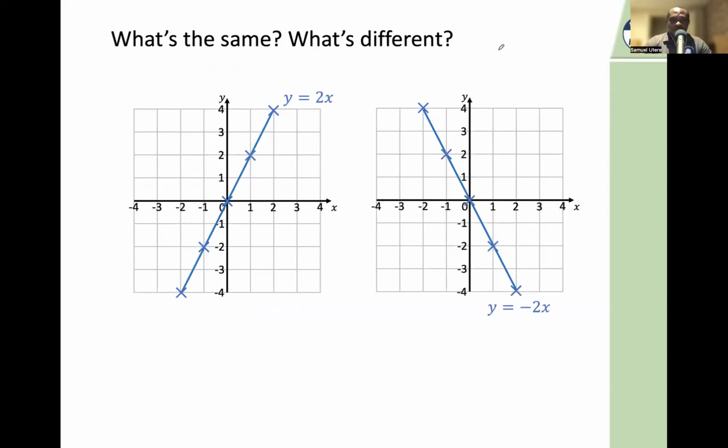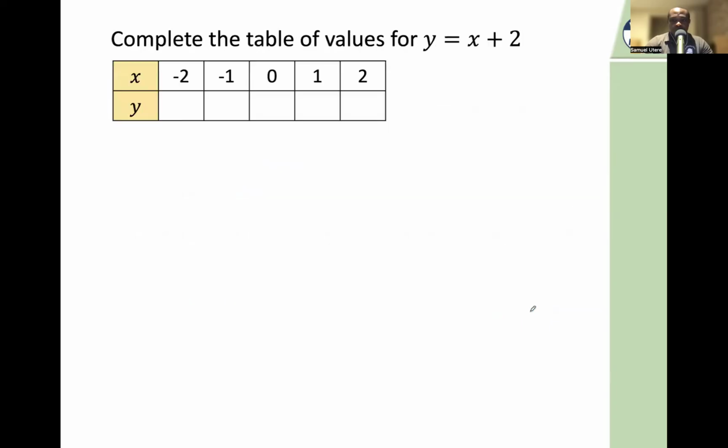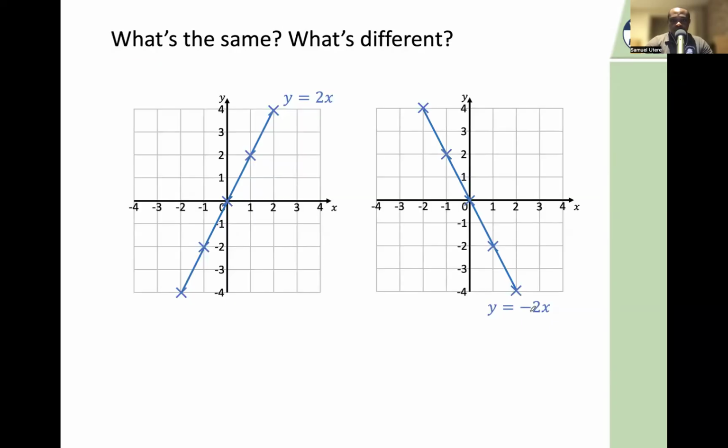Now, what is the same and what is different? Well, notice that the value next to the x, if it's positive, makes the graph slope upwards. But the value next to the x, if it's negative, the graph slopes downwards. But they're all straight line graphs.